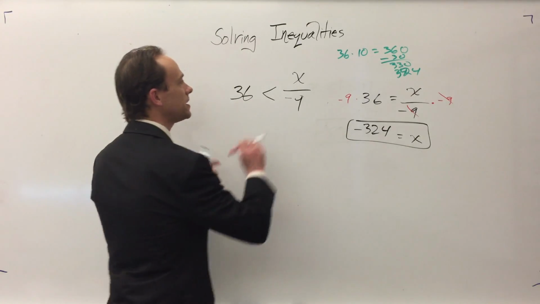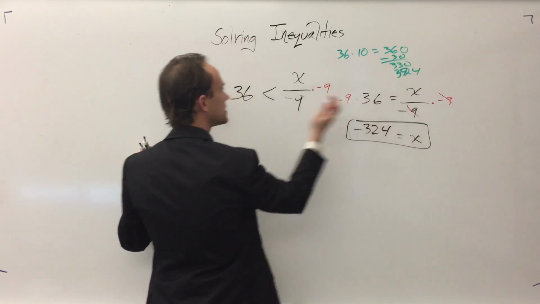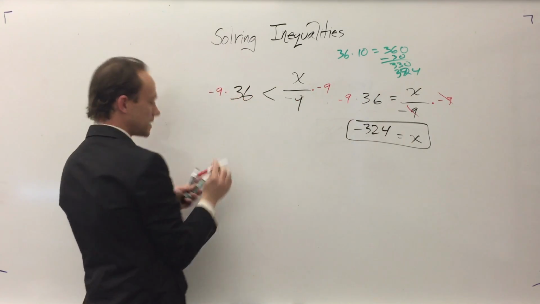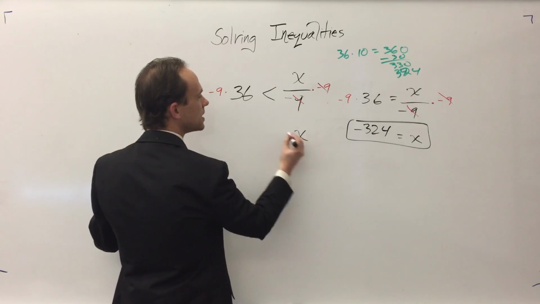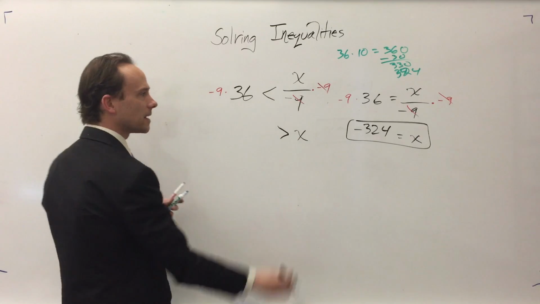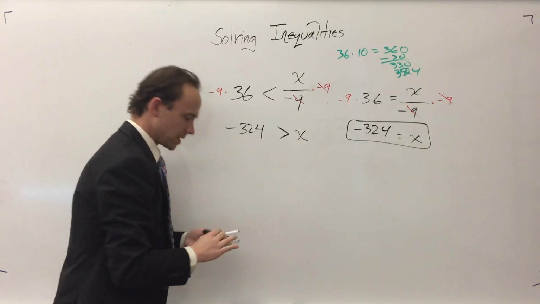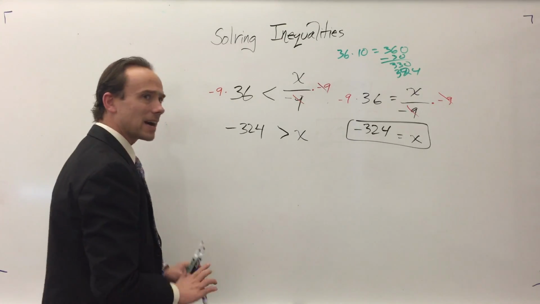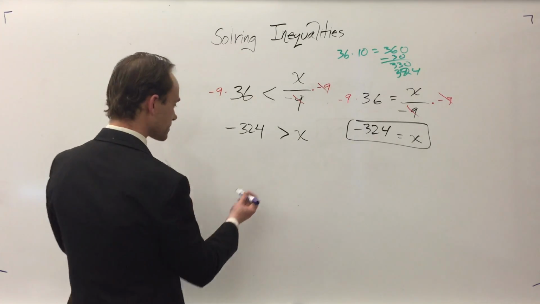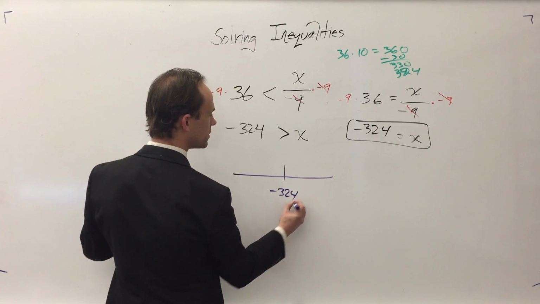So now, look over here. I'm going to do the same thing to maintain the inequality that I did to maintain equality. Except now, look what's going to happen. Watch this. I'm going to flip the inequality. So this is -324. Your teacher says, throw that one on a number line. You be like, yes, ma'am. Here we go. Boom, boom, -324.